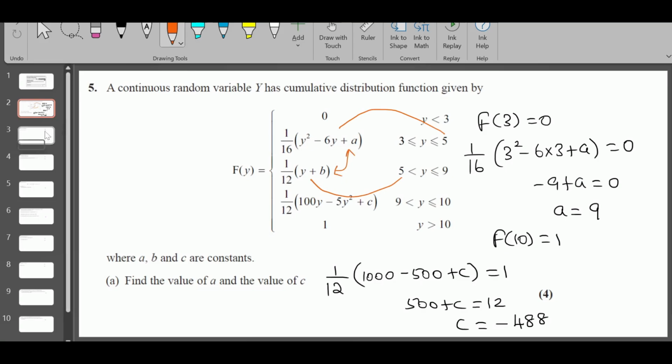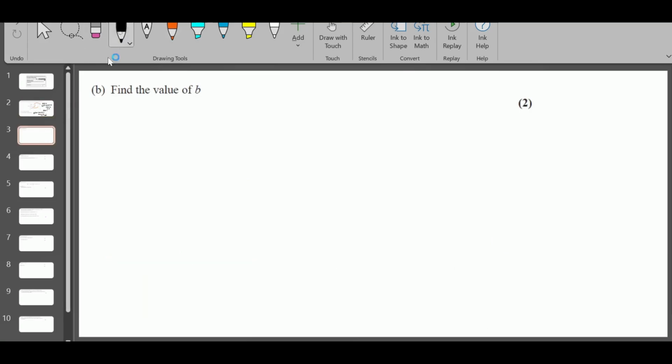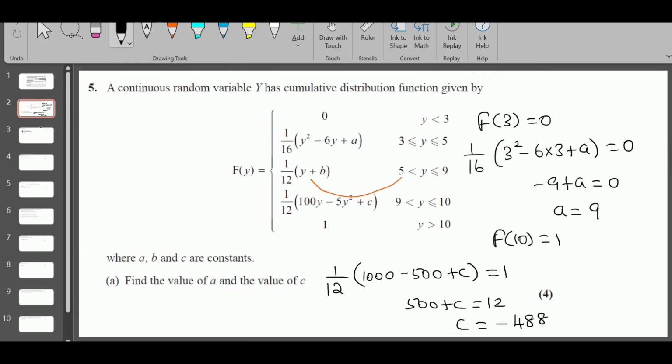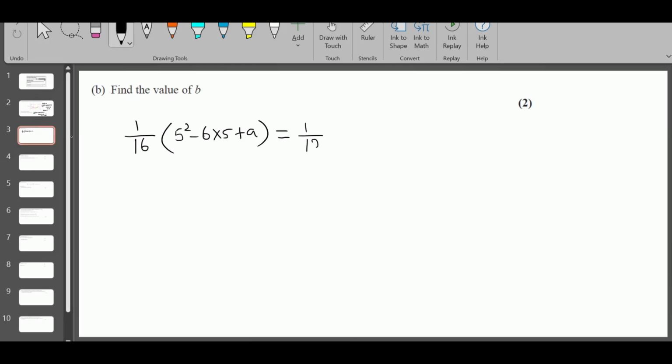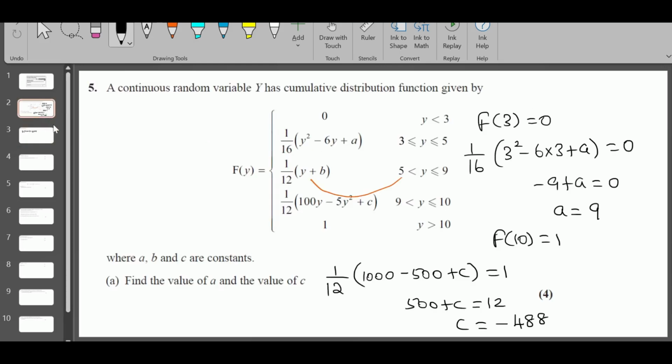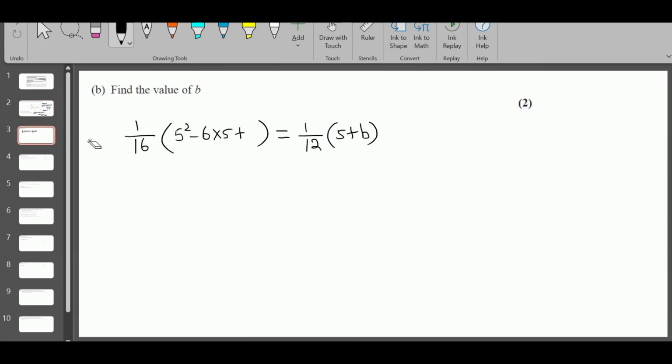When we sub into the first one, 1 over 16 times (5 squared minus 6 times 5 plus a) is equal to, when you sub 5 into the second function, 1 over 12 times (5 plus b). We know the value of a is 9, so take it as 9. Just make b the subject now.